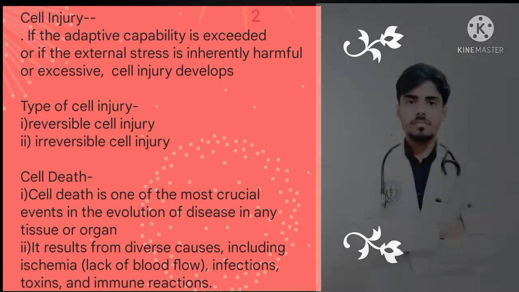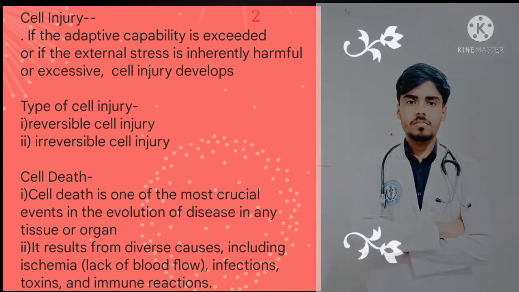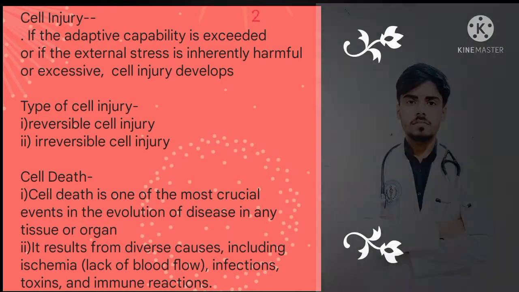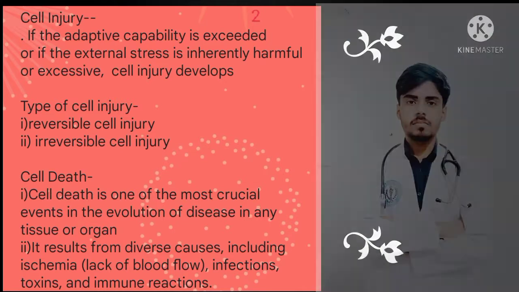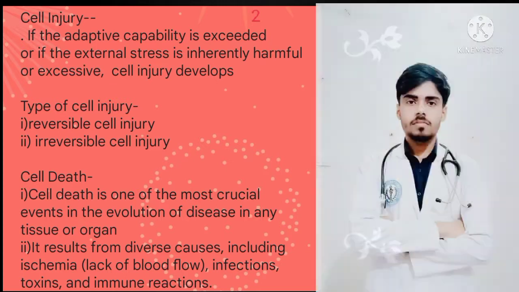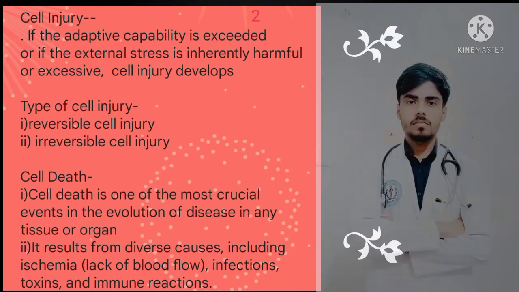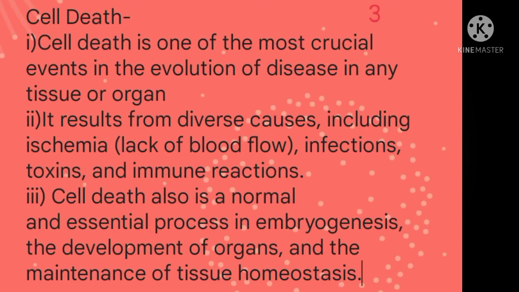Now we will discuss cell death in brief. The first statement you should remember is that cell death is one of the most crucial events in the evolution of disease in any tissue or organ, and it results from diverse causes including ischemia, that is a lack of blood flow, infection, toxins and immune reactions. We will discuss these one by one in the coming sections. The advantage of cell death is that it is also a normal and essential process in embryogenesis, the development of organs and the maintenance of tissue homeostasis.